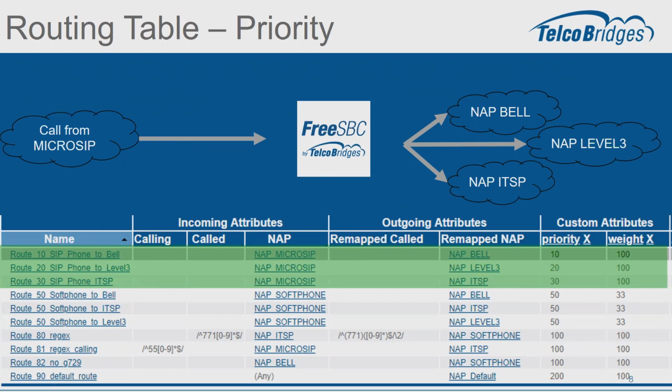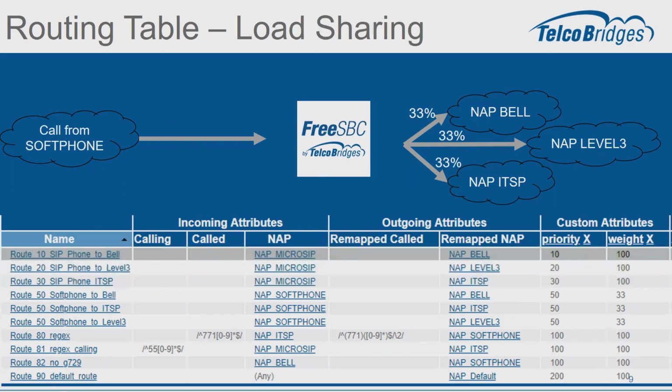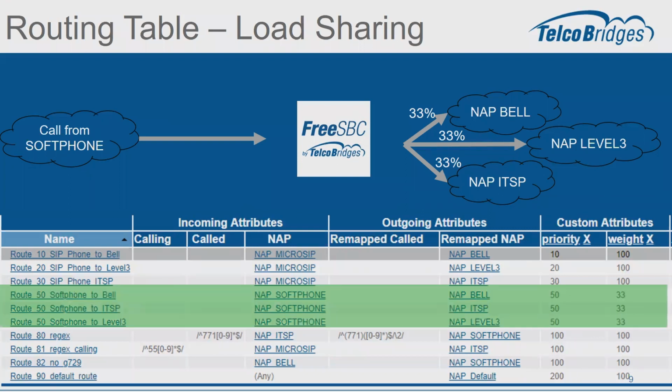Well, what if instead of using priority, we wanted to spread the load and do some load sharing? Exactly. So I created three other routes just below, and these ones will load share the calls. A call comes in, in this case the network access point is called soft phone. When the call comes in to the FreeSBC, it will check the priority, and you see the priority for these three routes is 50. So they are equal priority, and it will then look at the weight.